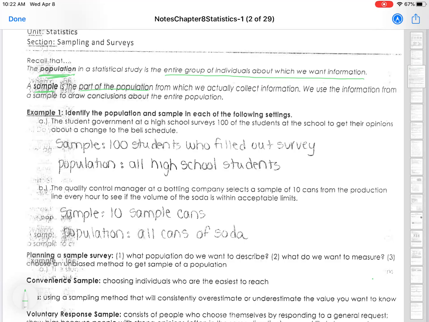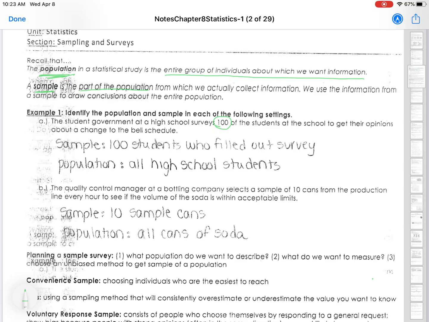So type 1 example that you might see is going to ask you to identify the population and the sample in each of the following settings. It says the student government at a high school surveys 100 of the students at the school to get their opinions about a change to the bell schedule. Again, identifying the population and the sample. Sometimes it's easier to identify the population first or the sample, totally up to you. But when we're talking about a population in a high school, that would be all the high school students. When we're talking about the sample, we're only focusing on surveying 100 of them. So those would be the 100 students who are filling out the survey.